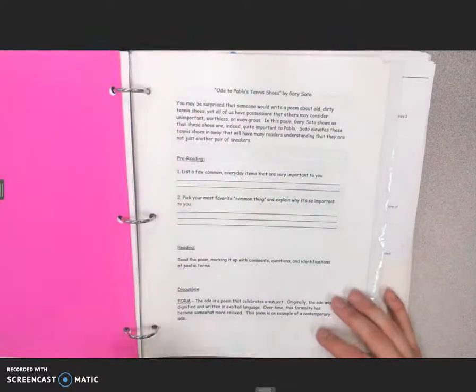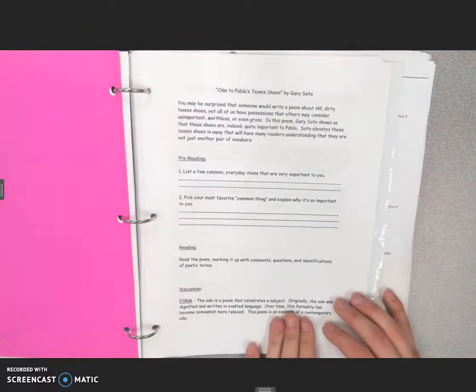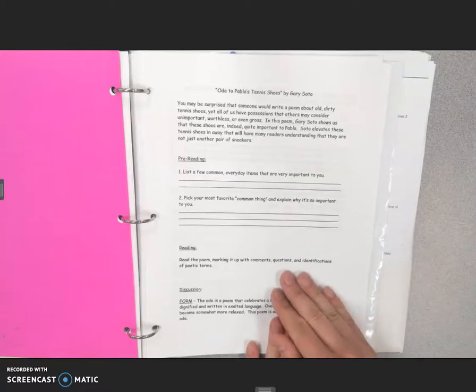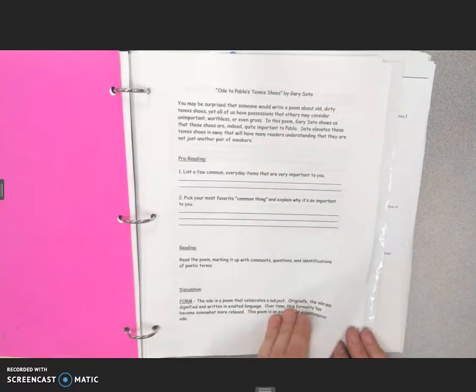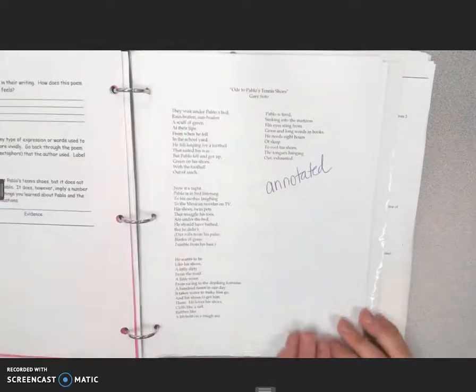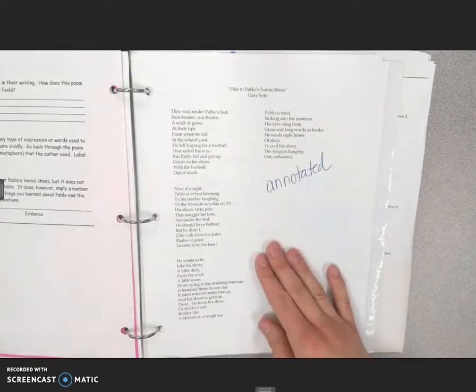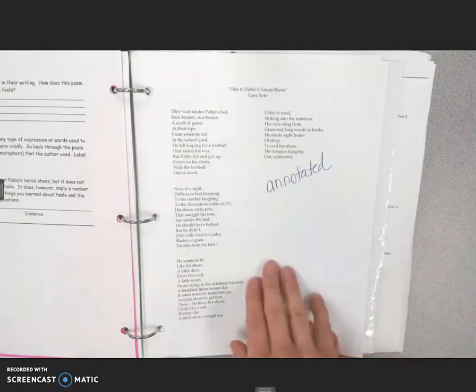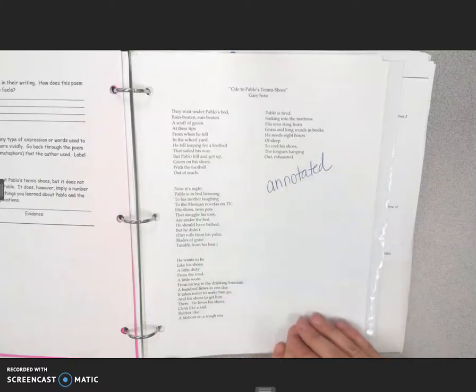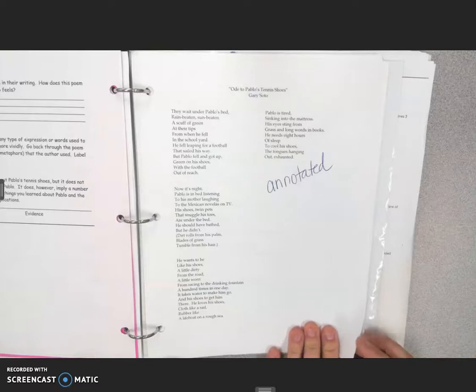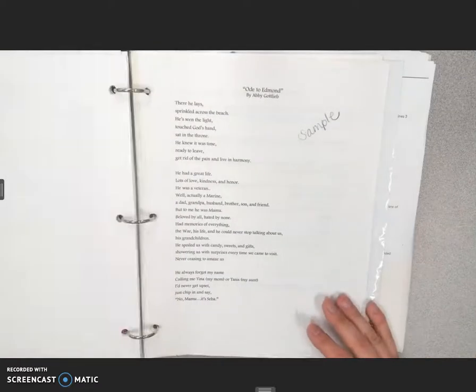So, Ode to Pablo's Tennis Shoes. This is what we worked on in class. This should be the next page. And then your annotated Ode to Pablo's Tennis Shoes. We read this in class. We annotated. We made notes. As we read it, we talked about what it meant to us. That was our annotations. So that should be your next page.